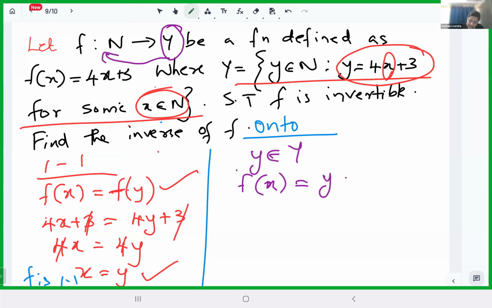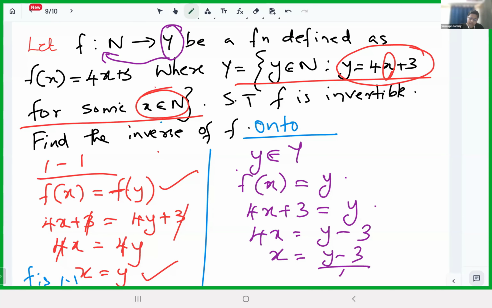Now what is f of x? F of x is nothing but 4x plus 3. 4x plus 3 is equal to y. So 4x is equal to y minus 3, I took 3 to the right side. And what about x? The value of x is (y minus 3) by 4, isn't it? (Y minus 3) by 4.